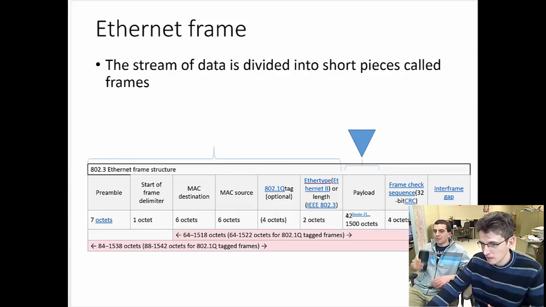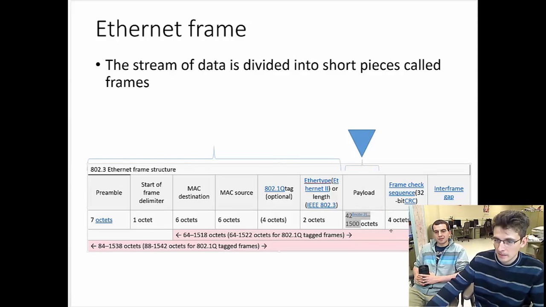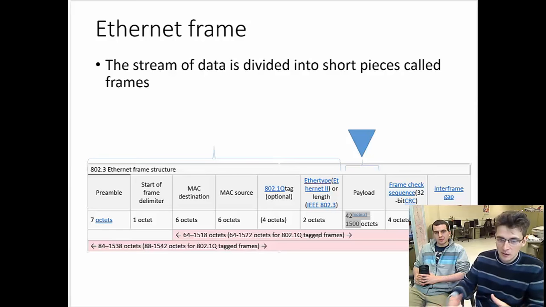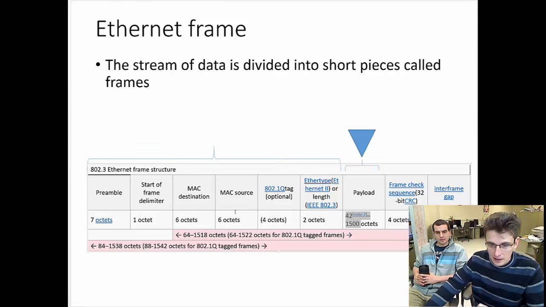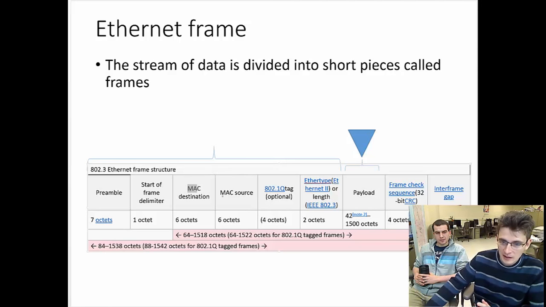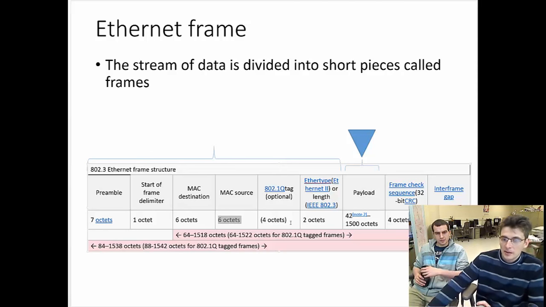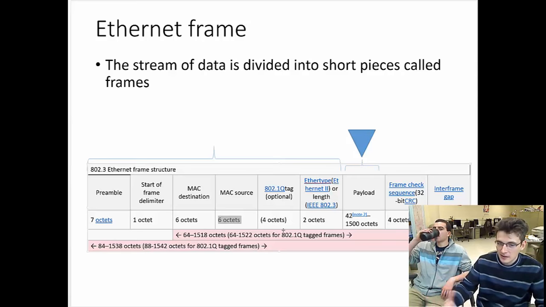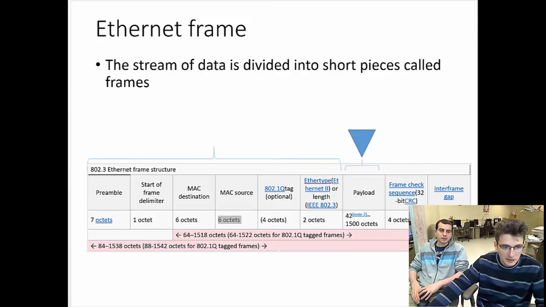It consists of between 42 up to 1500 bytes, and there is additional information that helps participants of the network decide to whom the frame was addressed and how to deliver it across different equipment. And two of the most important things are the address of destination and the address of the source, and they consist of 6 bytes, and these 6 bytes usually identify the MAC address of the equipment.